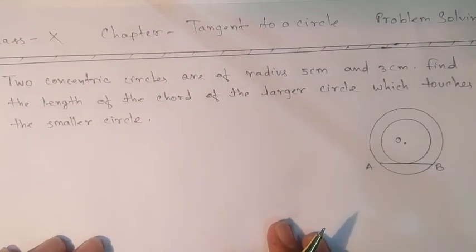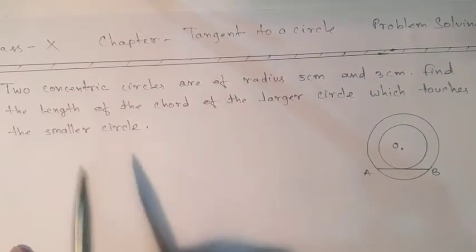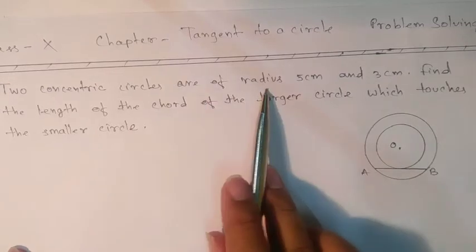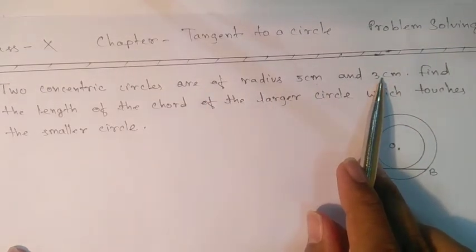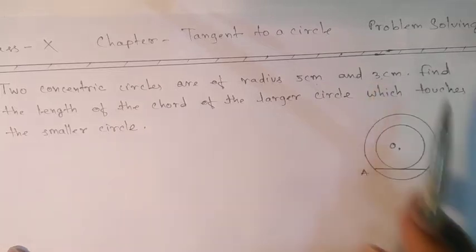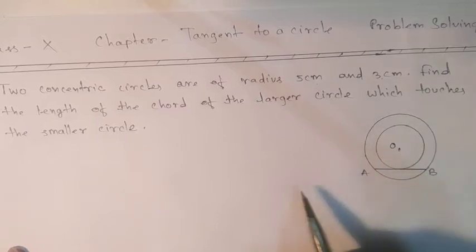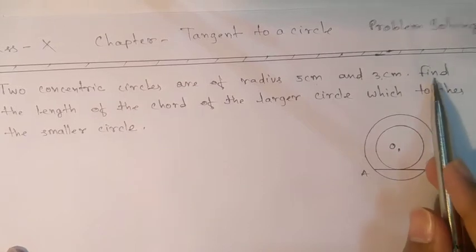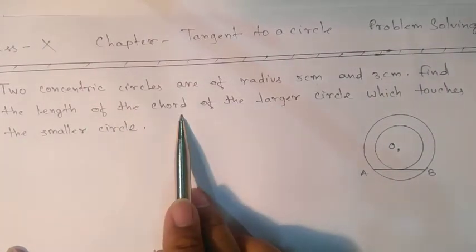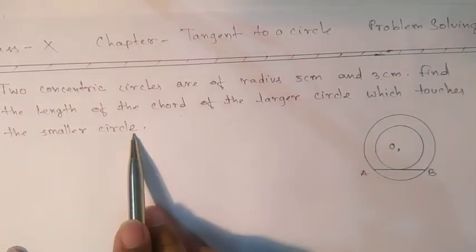So here we have the first problem. The problem says, two concentric circles are of radius 5 cm and 3 cm. Concentric circles means the center should be common. So the first one is 5 cm, another is 3 cm. Now they are asking, find the length of the chord of the larger circle which touches the smaller circle.